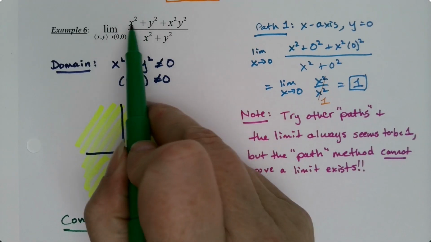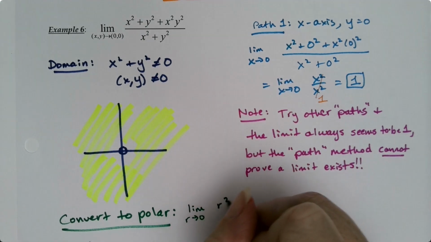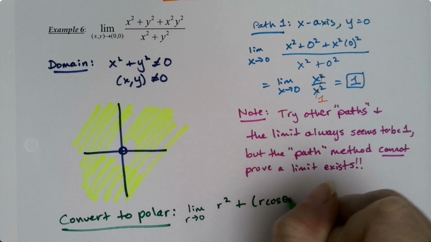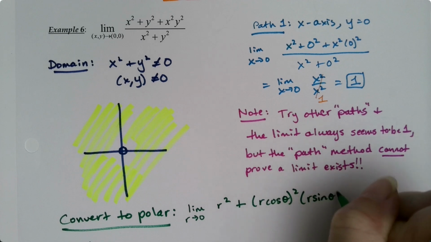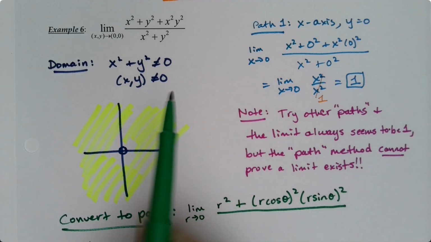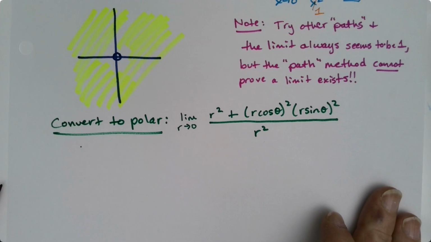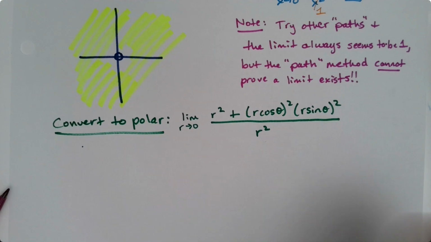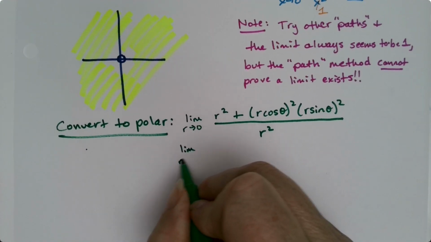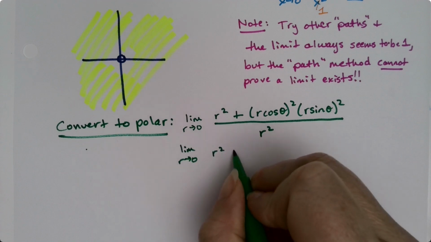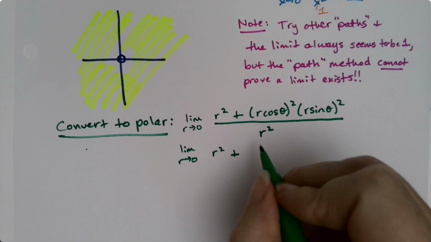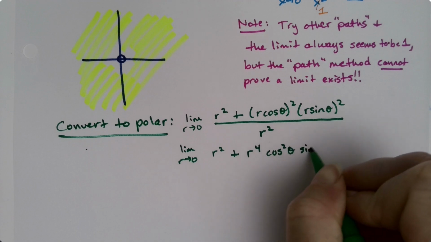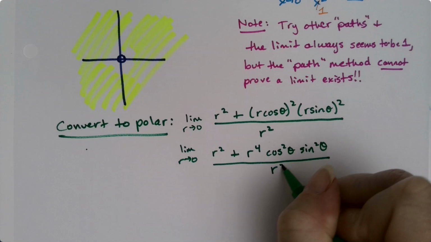Now x squared plus y squared is r squared. So that's r squared plus, and then x is r cosine theta, squared, and y is r sine theta, squared, over x squared plus y squared, which is r squared. Now at first it might not seem like you've helped yourself, but you actually have. So let me show you. This is the limit as r goes to 0 of r squared plus, and then this is r squared times r squared, which is r to the 4th cosine squared theta sine squared theta, over r squared.